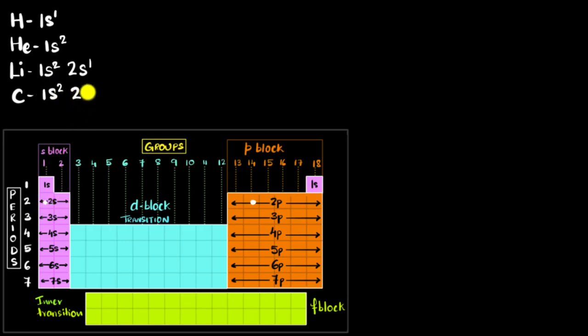So 2s2, and then we get to 2p, and notice in the P block carbon is 2 squares to the right in the P block, so it'll be 2p2. That's the last one, and we are done. And again, we can check: 2 plus 2 plus 2 is 6. Carbon has 6 electrons in it.